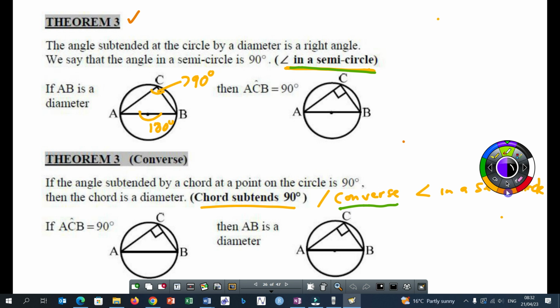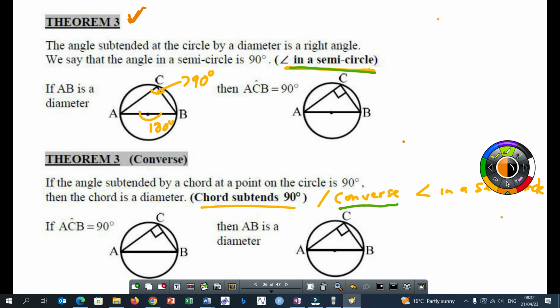So first thing, you need to know that your diameter is the longest chord. It divides the circle into two equal semicircles or two equal parts. So it has got its own theorem. According to theorem 3, an angle subtended by diameter is a right angle. Now the angle must be at the circumference. So an angle subtended by diameter at the circumference is a right angle.